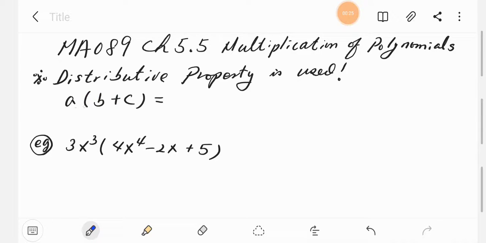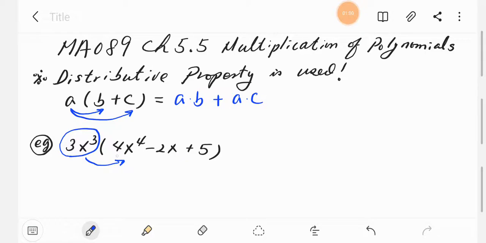By the distribution property, we can multiply each term inside the parentheses by a, right? So this will be a times b plus a times c, so ab plus ac. So for example, this parenthesis has three terms, so we can multiply each term by this binomial. So this factor.